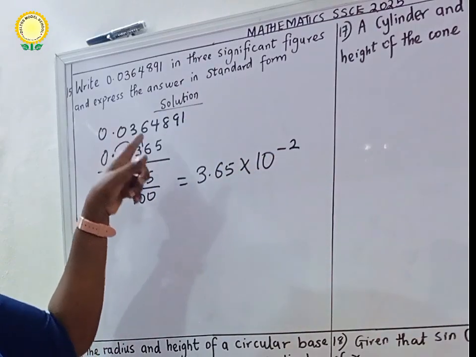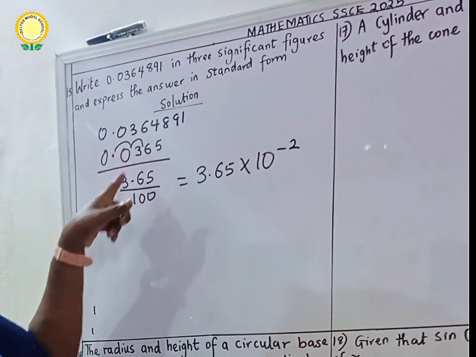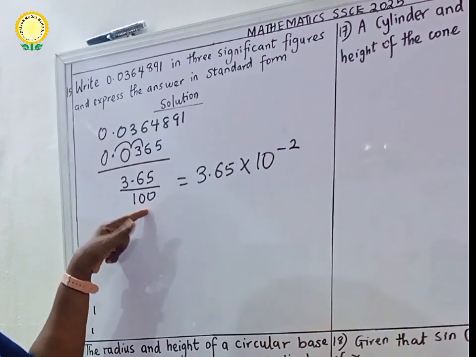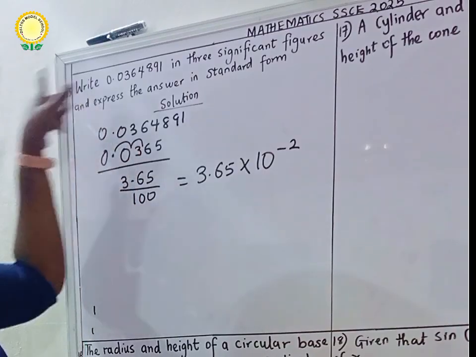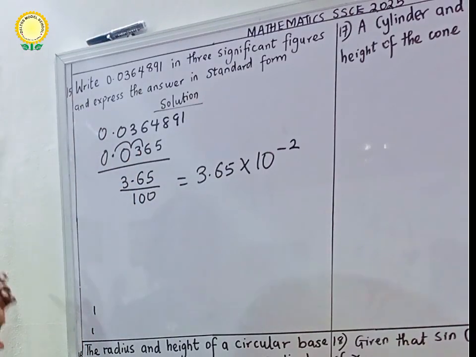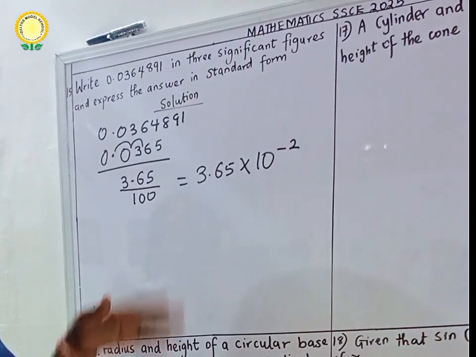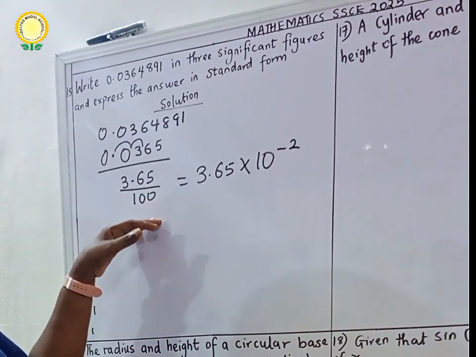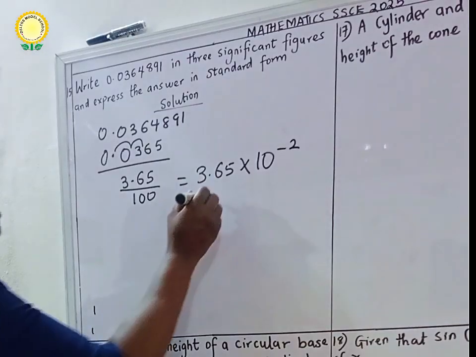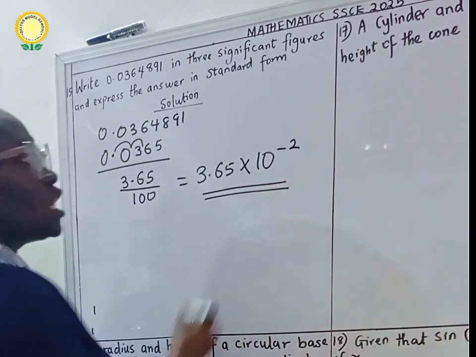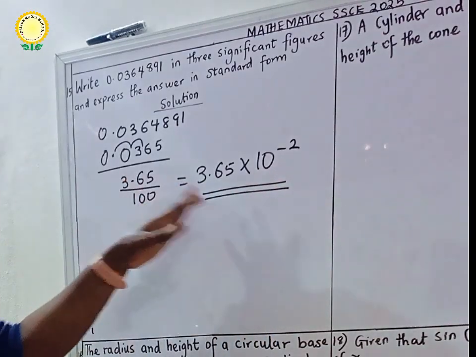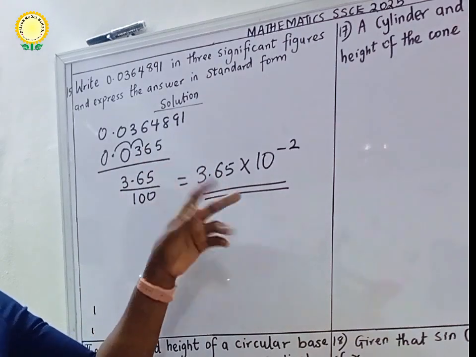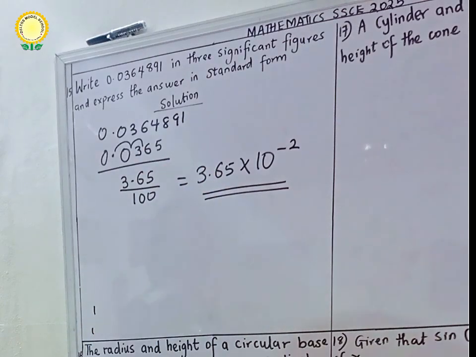If you are multiplying to get 3.65, then you have to divide by 100. But if you are going the other way around, moving to the left, then you have divided. You have to multiply again to balance it. Is that okay? So our final answer in standard form is 3.65 times 10 raised to the power -2.